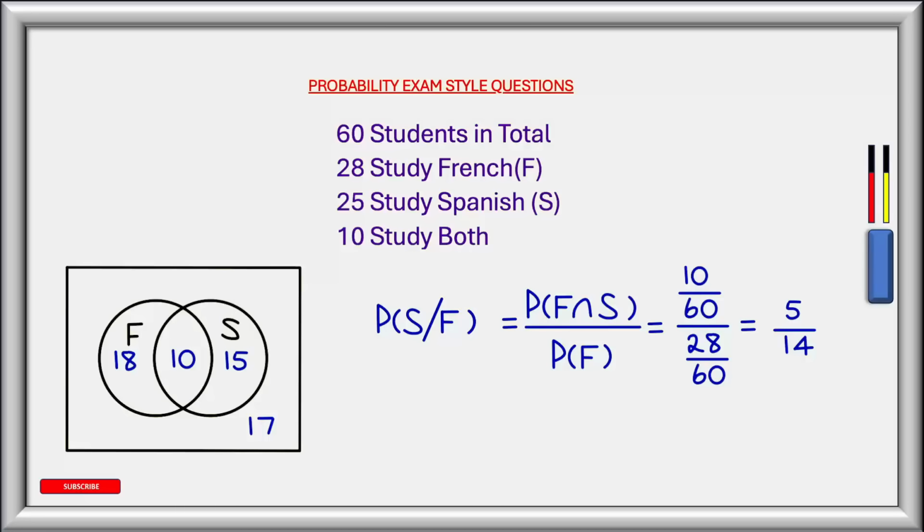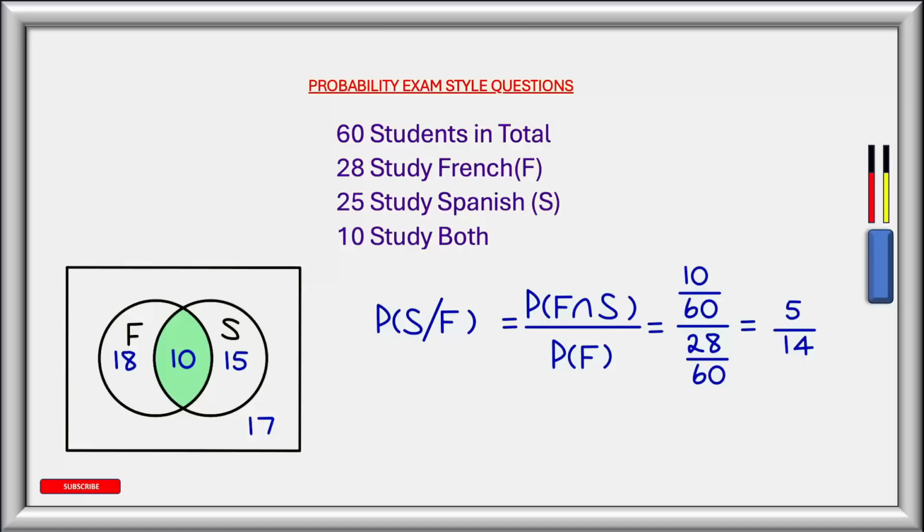In part D, we're told that a student is randomly selected from the group that study French, and we want to find the probability that they also study Spanish. So decoding this, it is the probability that a student studies Spanish given that they definitely study French. So this is conditional probability, and we have a formula for this. It's the probability that a student studies French and Spanish divided by the probability that the student studies French.